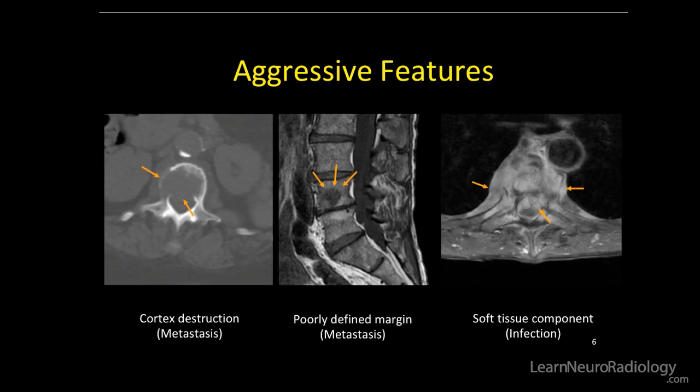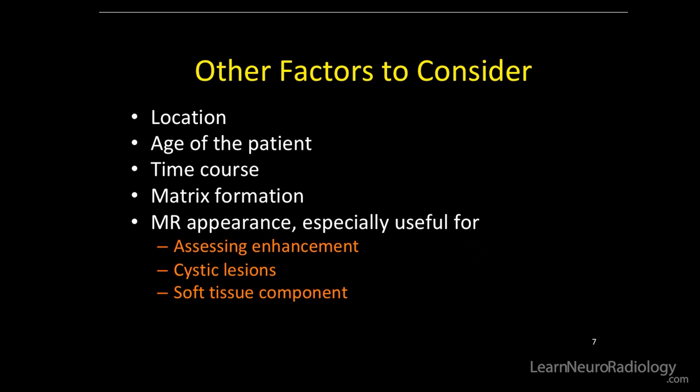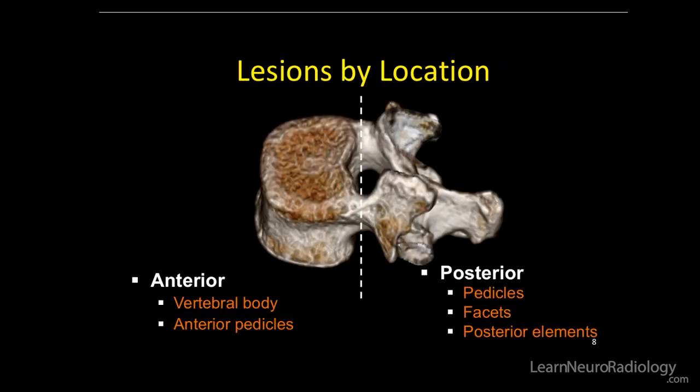So aggressive features that we're looking for: this first lesion, metastasis on the left with cortex destruction on CT. In the middle, a poorly defined margin, again another metastasis. And here's an aggressive infection with an extraosseous soft tissue component having paraspinal and epidural phlegmon. Other factors to consider, and we'll go through each one of these individually: location, age of the patient, time course, matrix formation, and the MRI appearance, assessing if there's enhancement, type of enhancement, cystic lesion, or if they have a soft tissue component.